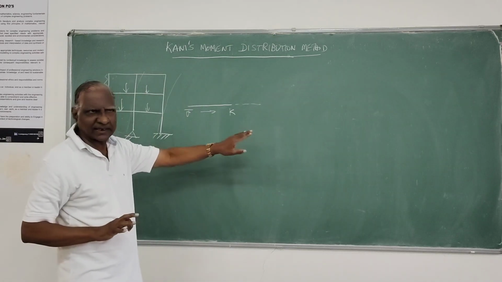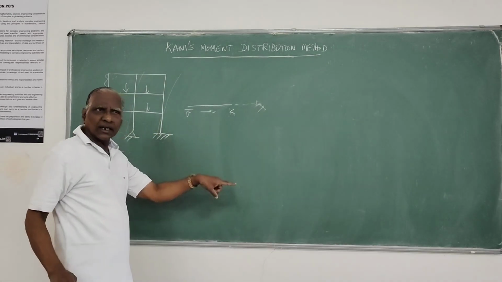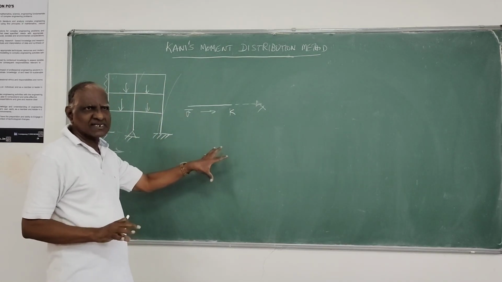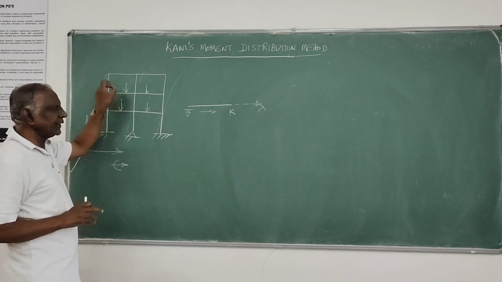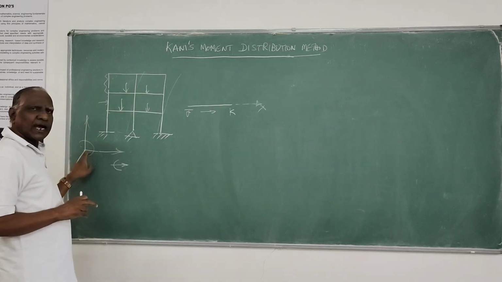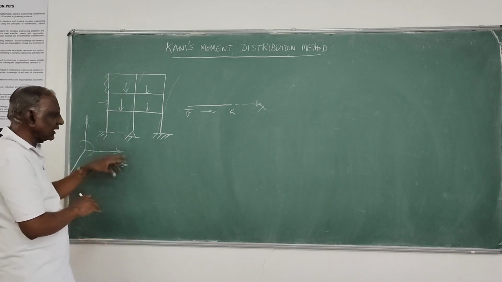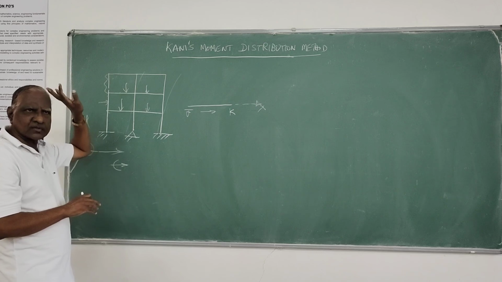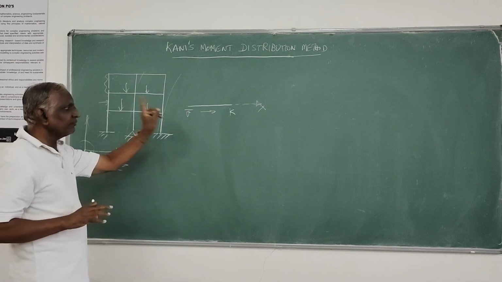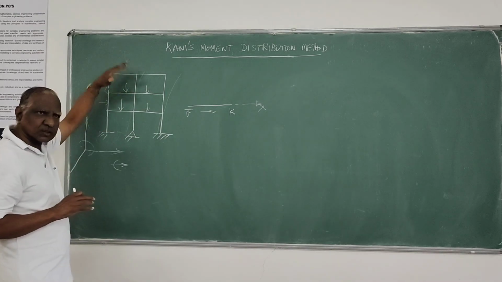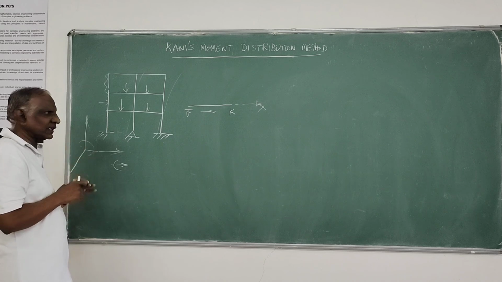That is the positive direction. That direction we choose as the local generalized coordinate system, because the loads and joint displacements will be as per the global direction. Loads also will be in the global direction, joint displacements also possibly all in the global direction. But when we talk about because of this load, this displacement occurs in the global direction.